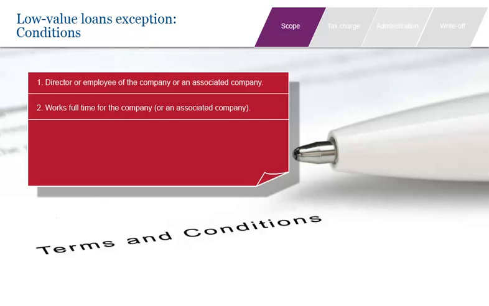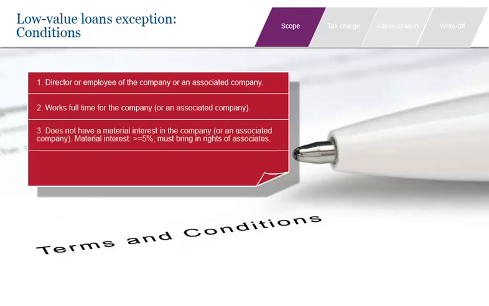HMRC's guidance is that for this purpose, full-time working is not less than 75% of the normal working hours of the company. Third, the borrower must not have a material interest in the company or an associated company. A person has a material interest in the company if they hold 5% or more of its share capital. In determining if this is the case, we must bring in shares held by the person's associates.